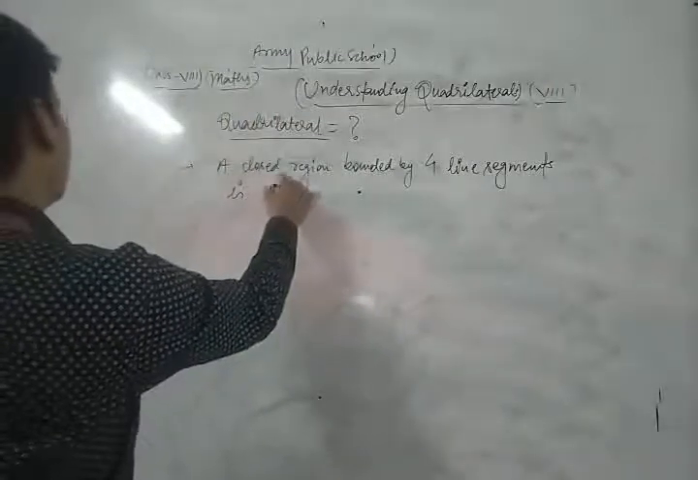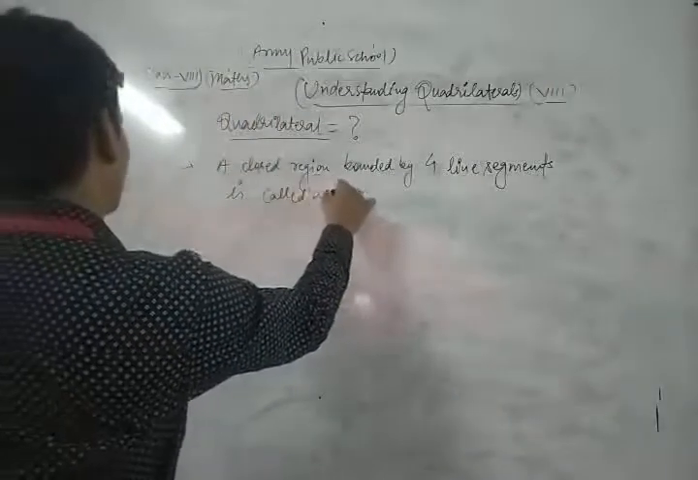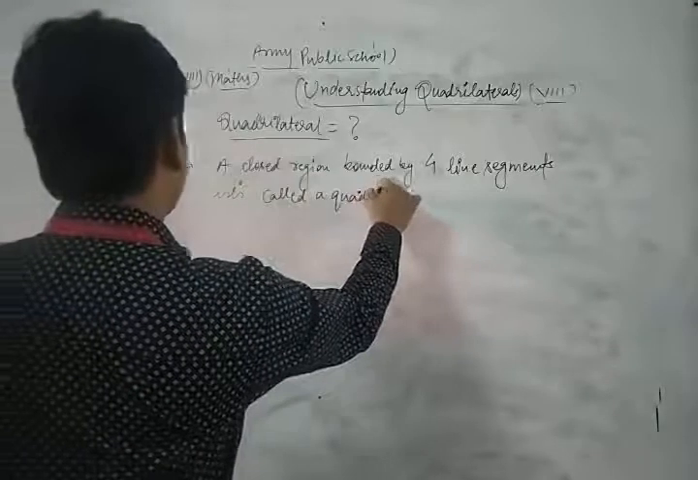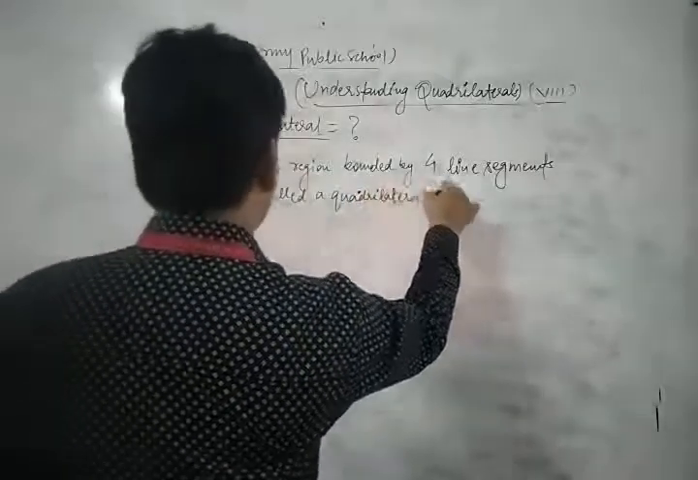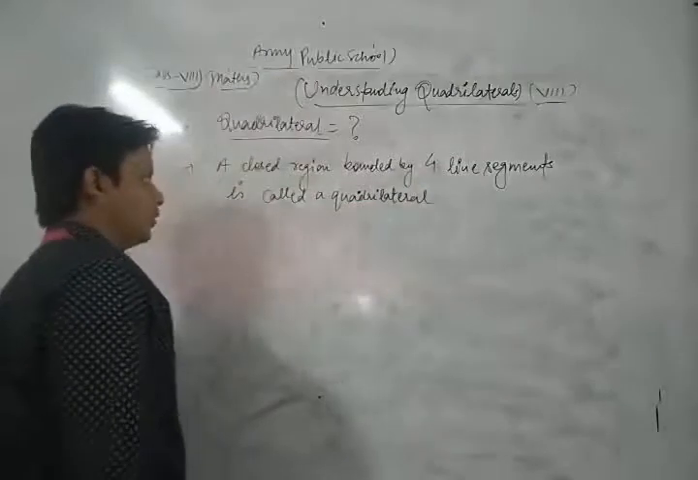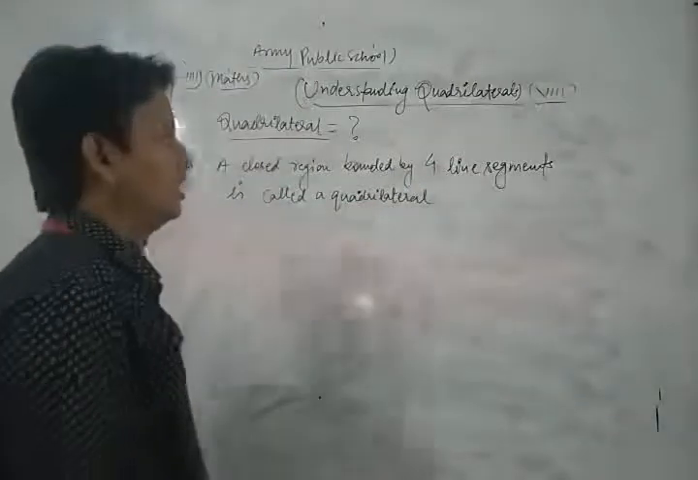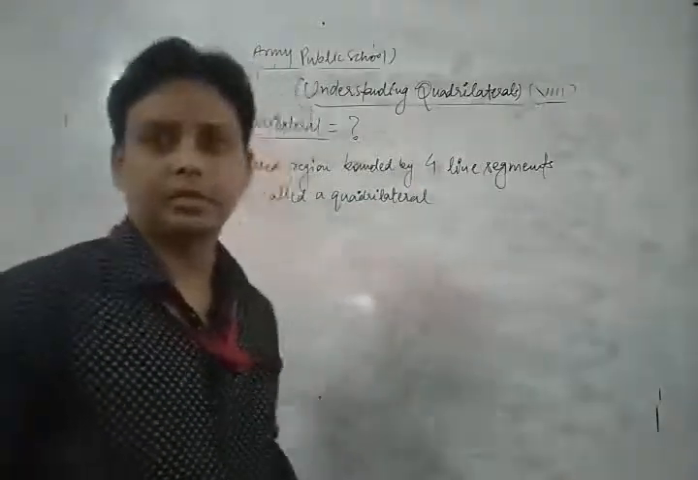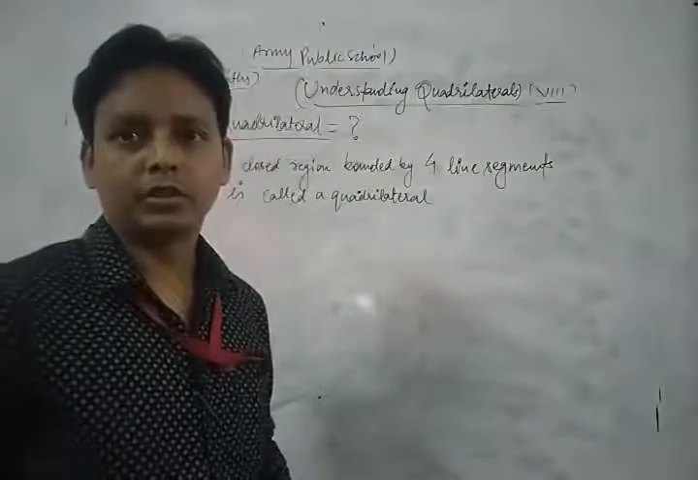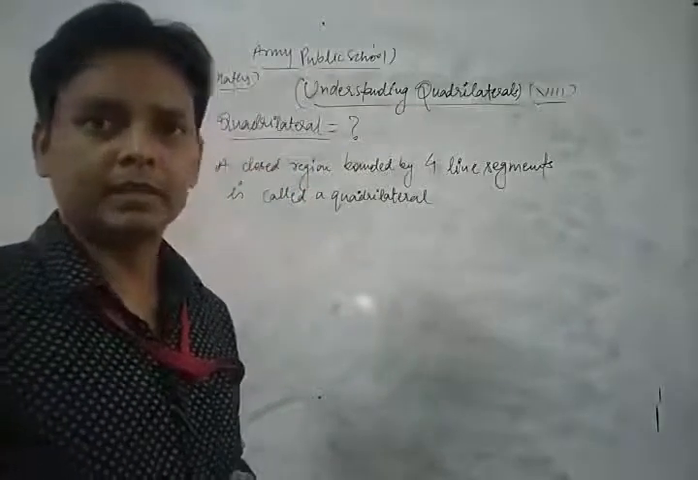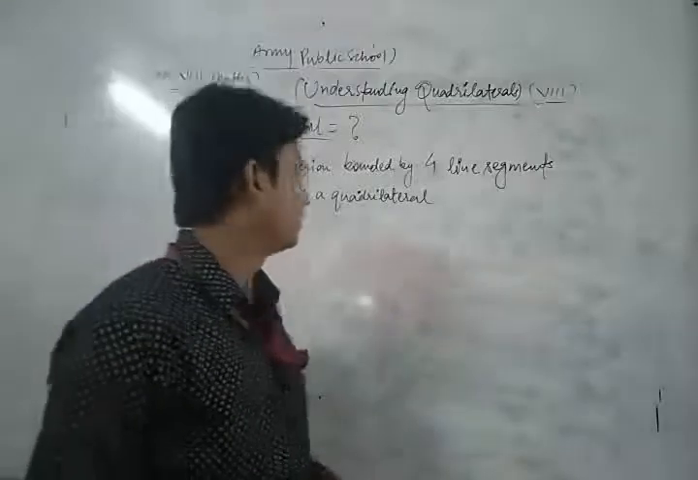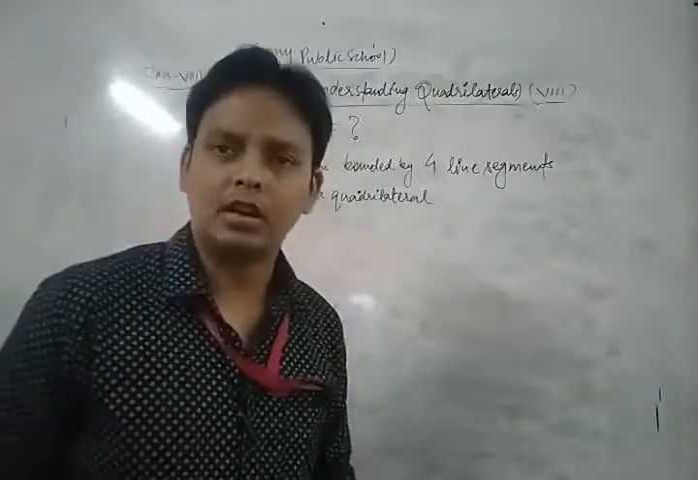is called a quadrilateral. Okay, this one is a closed region bounded by four line segments. A closed region bounded by four line segments is generally known as what? A quadrilateral.